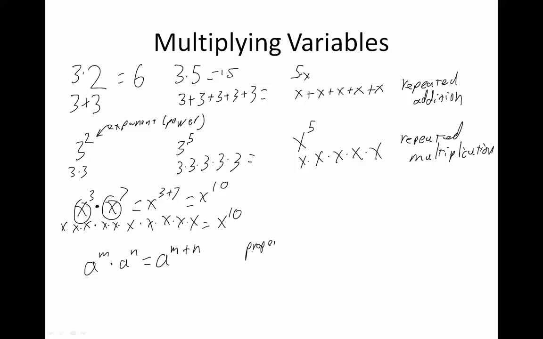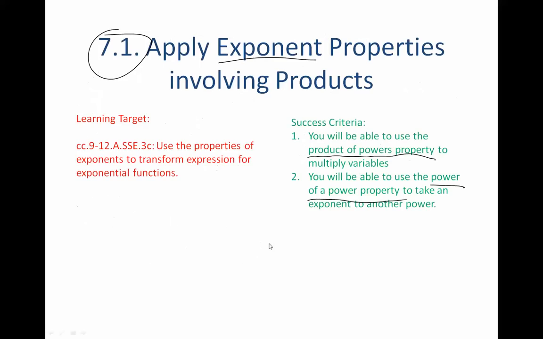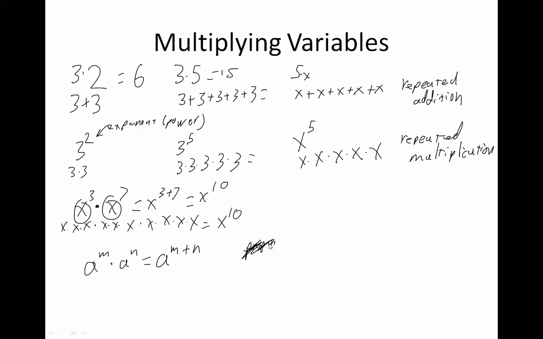Or no, that's not what we call it. What do we call it? I forget the name of it. It's not important. Here, I'll back it up. It was in our goals. Product of powers property. There we go. Oops, I messed up my cursor.